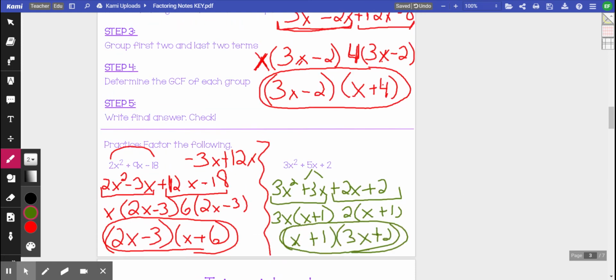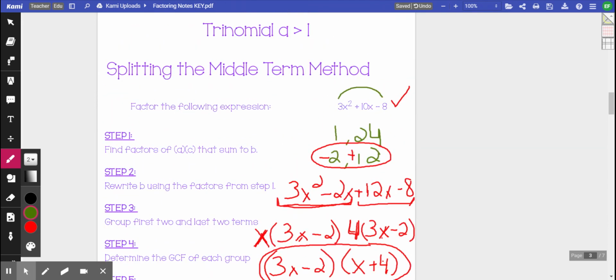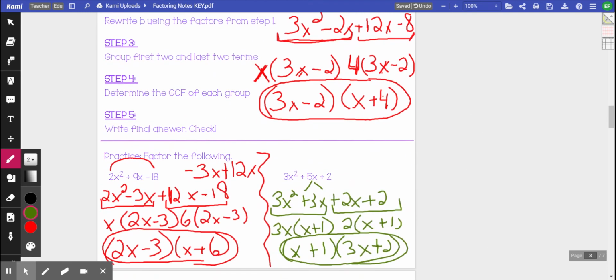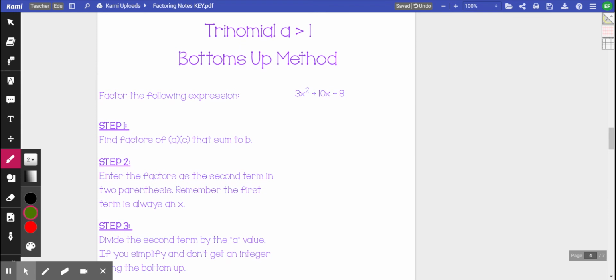So that's factoring a trinomial with an a greater than 1 using the splitting the middle term approach, right? We do have a second approach. If you didn't like that, if that's too many steps for you, try to look at this next approach and see if you like this any better. This approach I like to call bottoms up. You'll notice that we have the same problems on this page that we did on the last page, so you can really compare apples to apples as far as how many steps it takes and if you really like this any better.